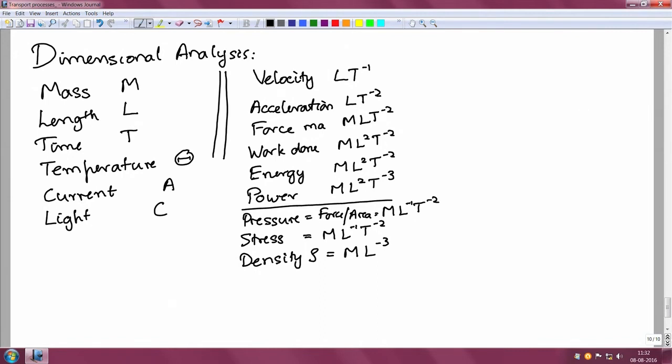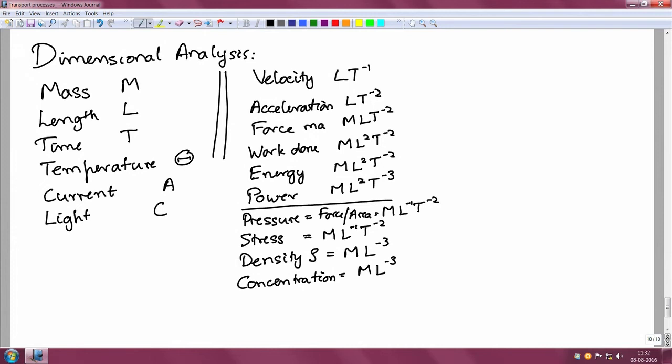Concentration of a solute in a solvent also has dimensions of mass per unit volume, mass of solute per unit volume of fluid. So, concentration will have the same dimensions as density. It also has dimensions of m L power minus 3. The difference is that the density refers to the total mass per unit volume, whereas concentration refers to the mass of a particular solute per unit volume.